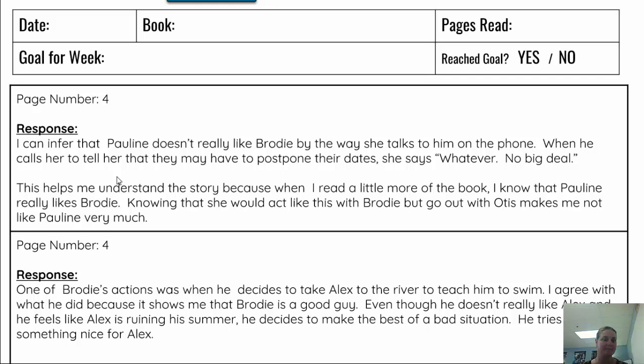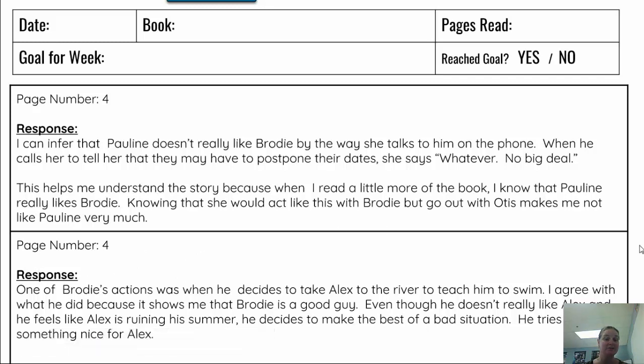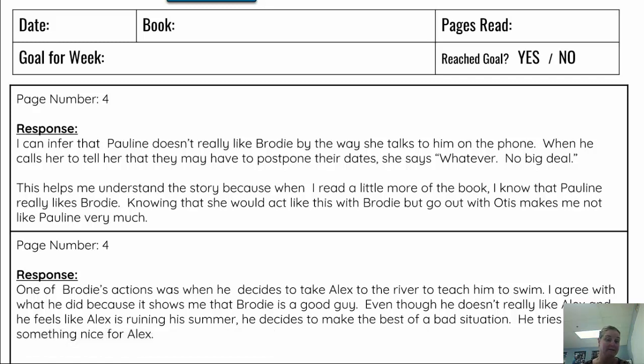Okay? The second one, again, it's on page 4, and my response, this was about Brody's actions. One of Brody's actions was when he decides to take Alex to the river to teach him to swim. I agree with what he did because it shows me that Brody is a good guy. Even though he doesn't like Alex and he feels like Alex is ruining his summer, he decides to make the best of a bad situation. He tries to do something nice for Alex.